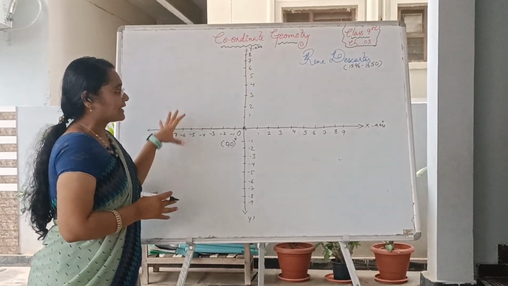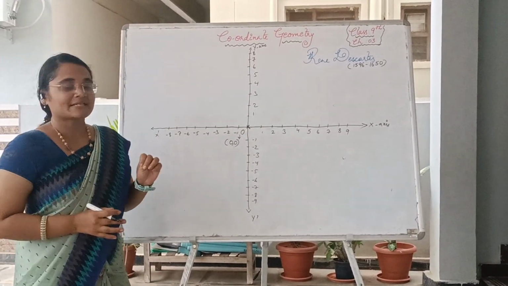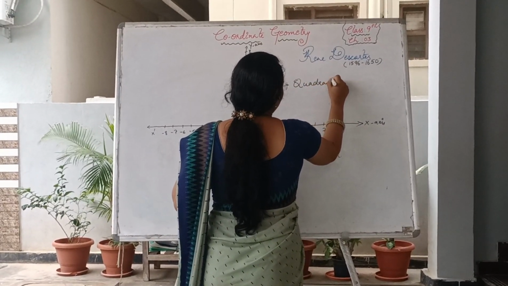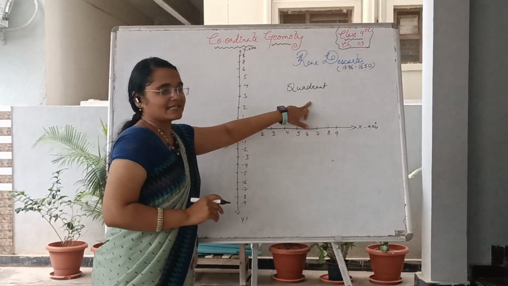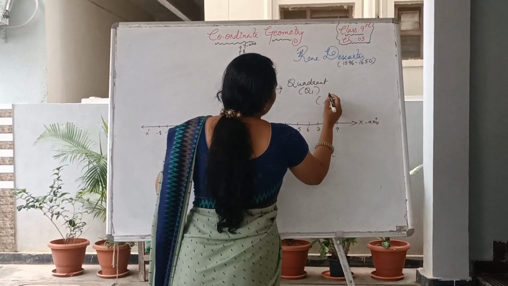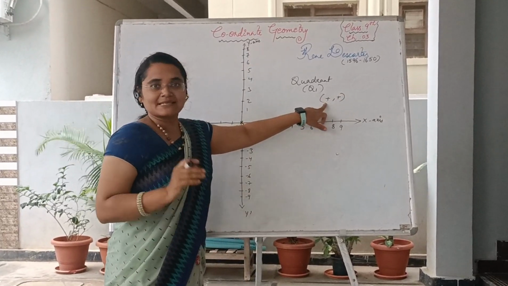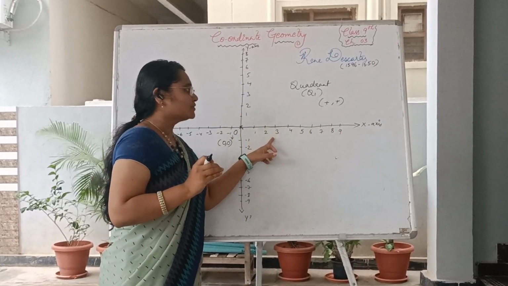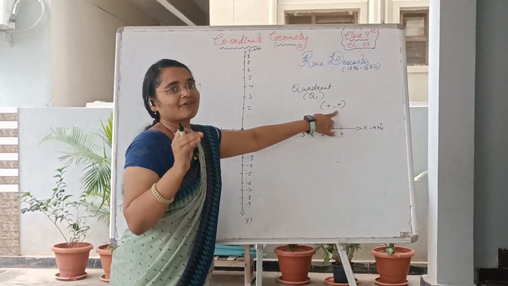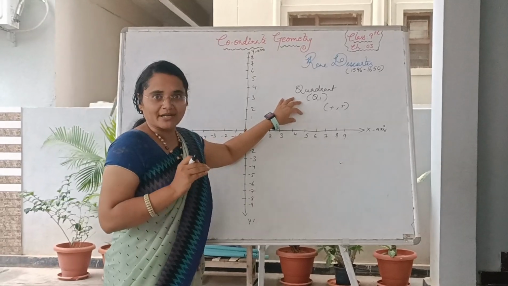This is called the Cartesian plane, and in this graph we have four parts. Each part is called a quadrant. This region we are going to call Q1. The signs are positive, comma, positive. The first sign denotes the x value, the value located on the x-axis. The second sign denotes the value located on the y-axis. So this is called quadrant 1.